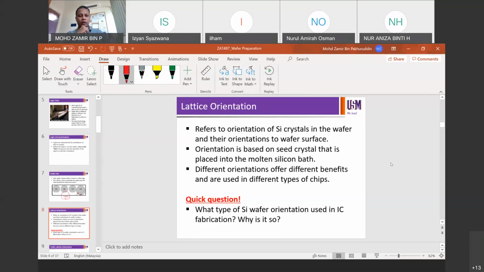So quick question, what type of silicon wafer orientation is used in IC fabrication and why is it so? If you're talking about transistor fabrication, katalah kita nak fabricate CMOS, then what sort of orientation do we use in the wafer fab? So let's give your guess. Agak-agak orientation apa kita pakai for the fabrication process? Anyone? Put your guess there in the chat box, or you want to talk. Anyone? Guess the orientation now.